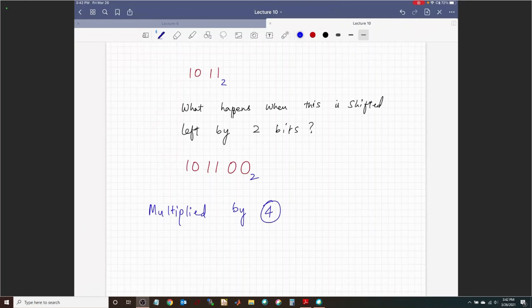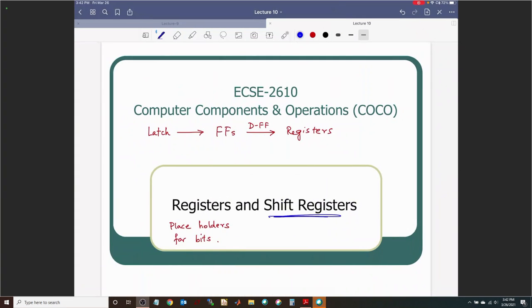Now, if you do a shift right operation, instead of multiplying, you would be dividing by either 2 or 4 or 8. Any power of 2 you can divide by shifting to the right. And any power of 2, those many places you move left, you are multiplying by a power of 2. So something pretty common, and you will try to achieve that by using that shift register concept.